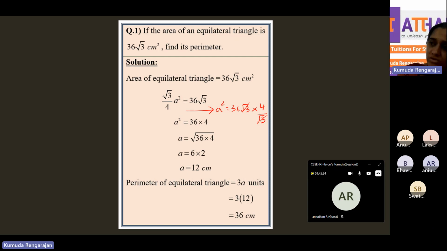So area is given. Root 3 by 4 a square is equal to that number. And when you work this, you can get a. Once you get a, it's an equilateral triangle. All the three sides are equal. Correct?